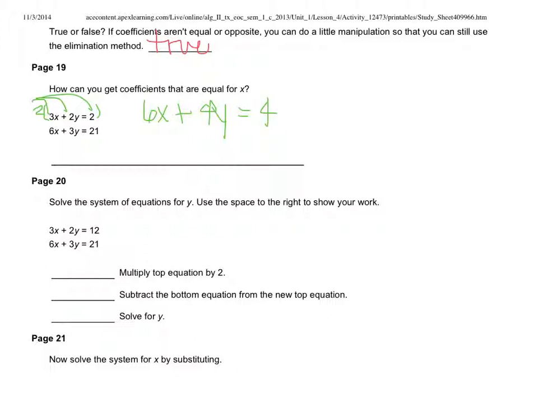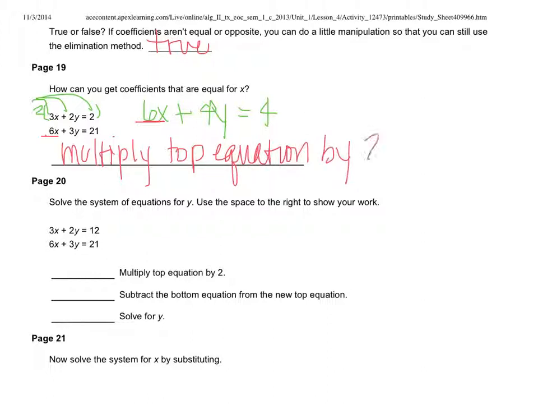Well, now my x terms in each equation are the same, and I could actually use that to my advantage so I could solve this problem through elimination. So as far as what the answer is in the blank, I would multiply the top equation by 2. So on page 20, we're actually going to solve this. So we've already multiplied the top equation by 2.